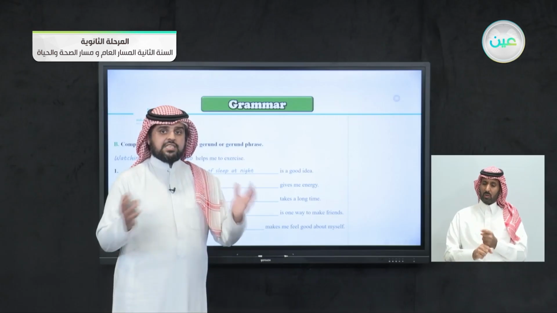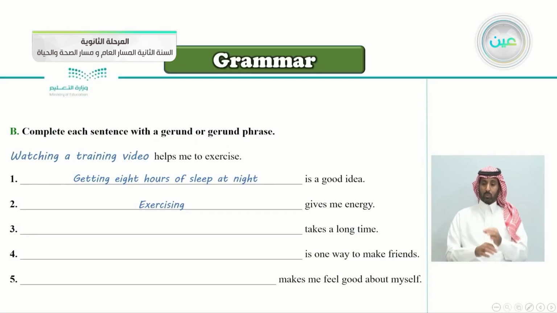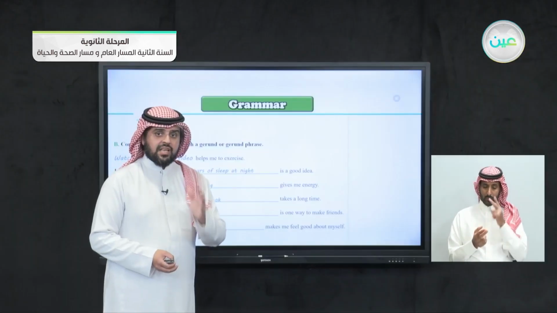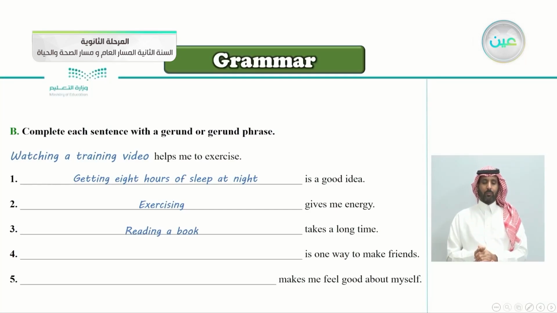Something that takes a long time. For example, here I have written reading a book takes a long time. Of course, this is true. And remember always to start with a gerund as a subject here. Reading a book. Number 4 is one way to make friends. So one way to make friends is joining a club. For example, joining a club, maybe a book club or anything here. Joining a club is one way to make friends.